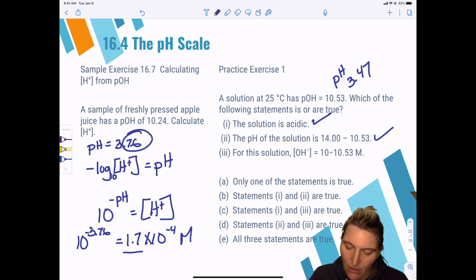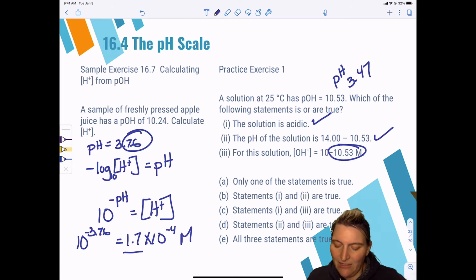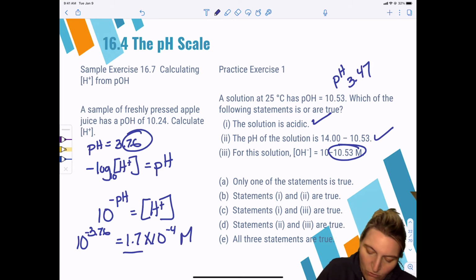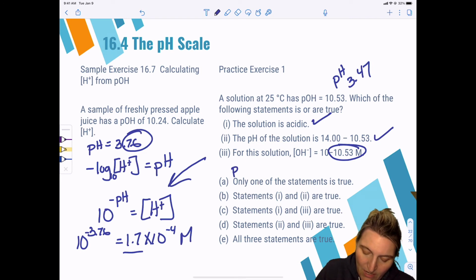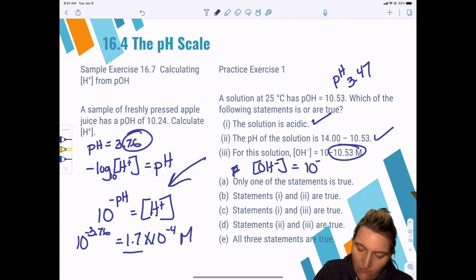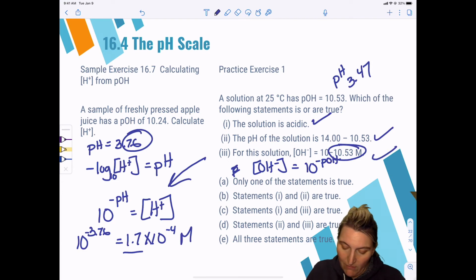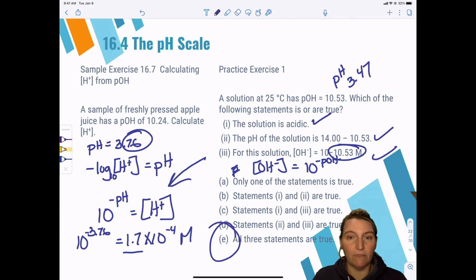For the solution, the OH minus should have an exponent here. The OH minus is 10 to the negative 10.53. So just as we have this formula over here, I should just say the OH minus concentration equals 10 to the negative pOH, right? So that would also be true. So that means all 3 statements are true.